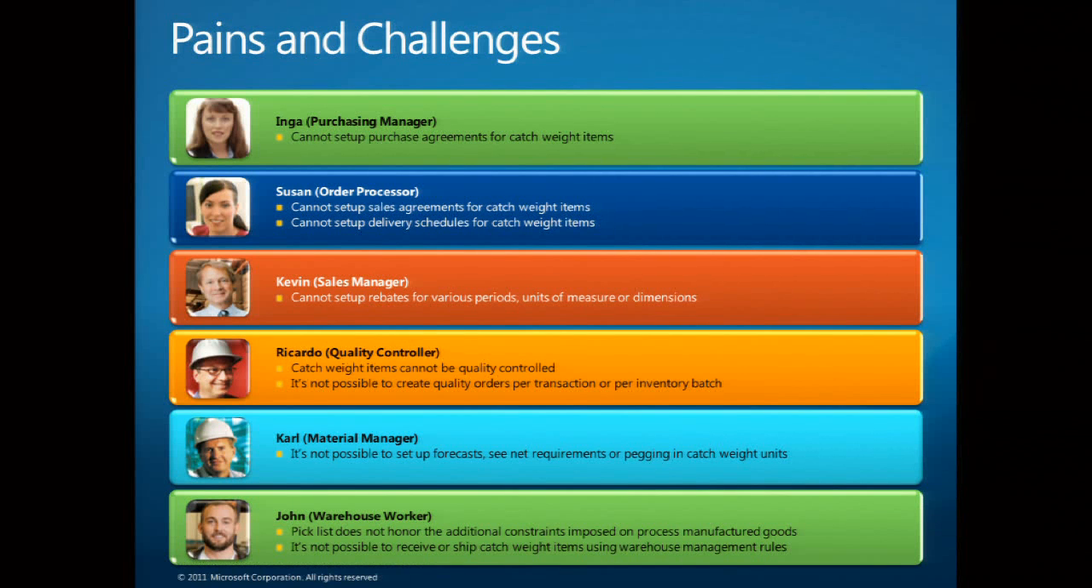OK, that's the last one, John, warehouse worker. Since warehouse management 2 could not be used together with process manufacturing, it was never possible to pick catch weight control products. The criteria that we used for picking did not honor any of the process manufacturing constraints. For instance, if you wanted to pick something which is specific to a particular batch attribute, you could not do that. Or if you wanted to pick something from an available batch as opposed to an unavailable batch, you could not differentiate any of those things if you were using warehouse management 2.